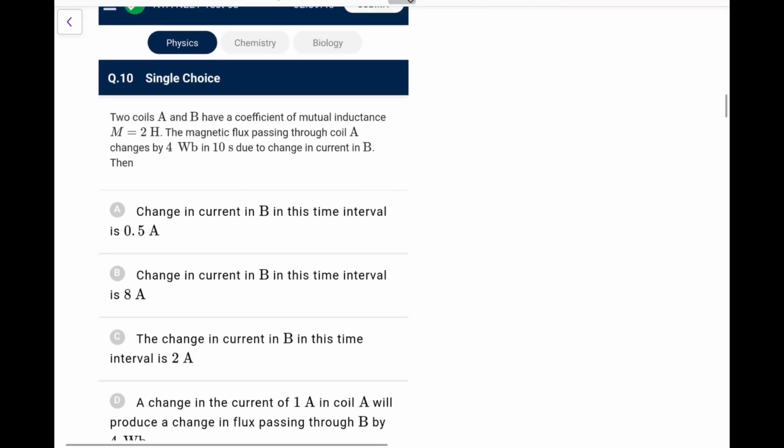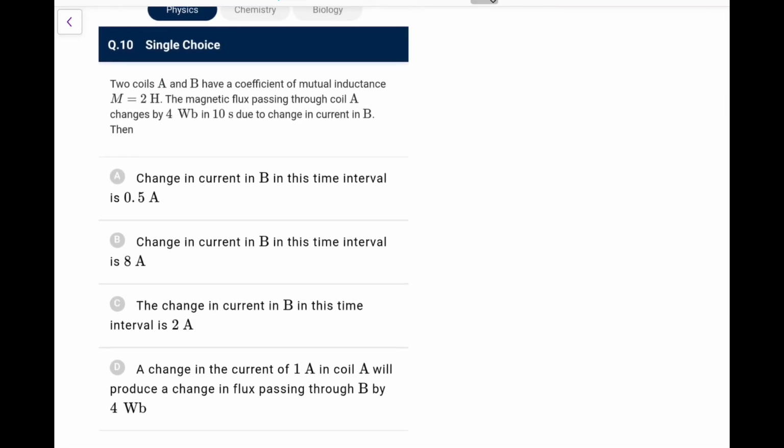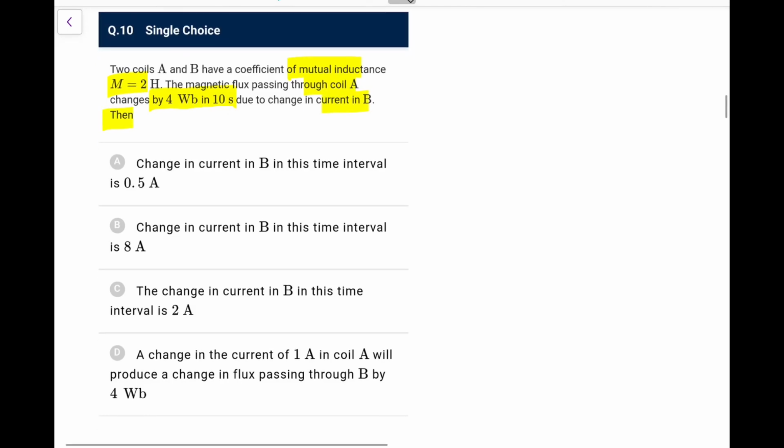Next, two coils A and B have a coefficient of mutual inductance of 2 Henry. The magnetic flux passing through coil A changes by 4 Weber in 10 seconds due to the change in current in B. Then, okay, so flux through coil A changes by 4 due to change in current in B. Then the change in current in B would be, so what we can say, flux is equal to Mi.